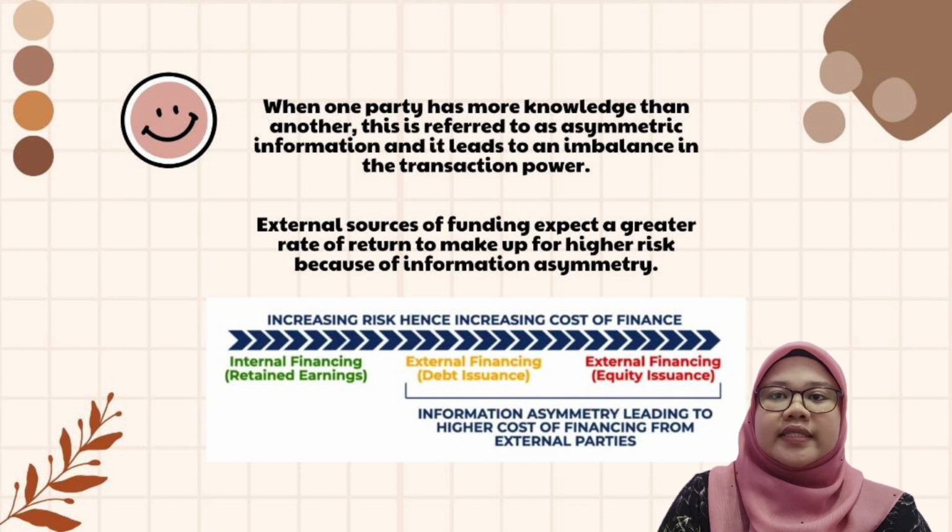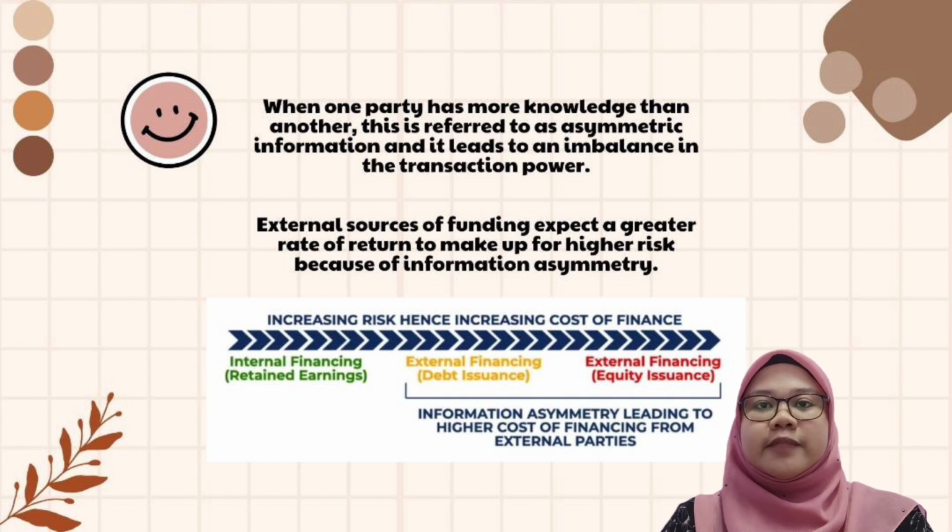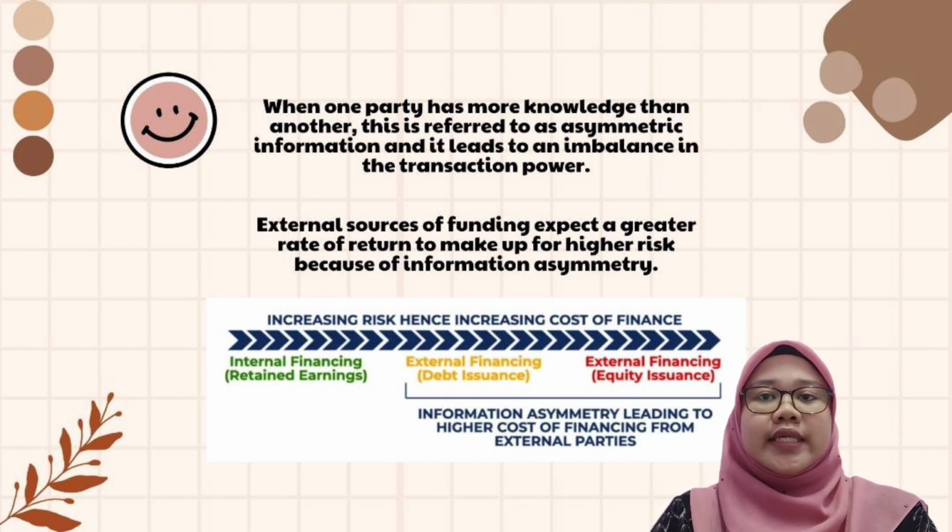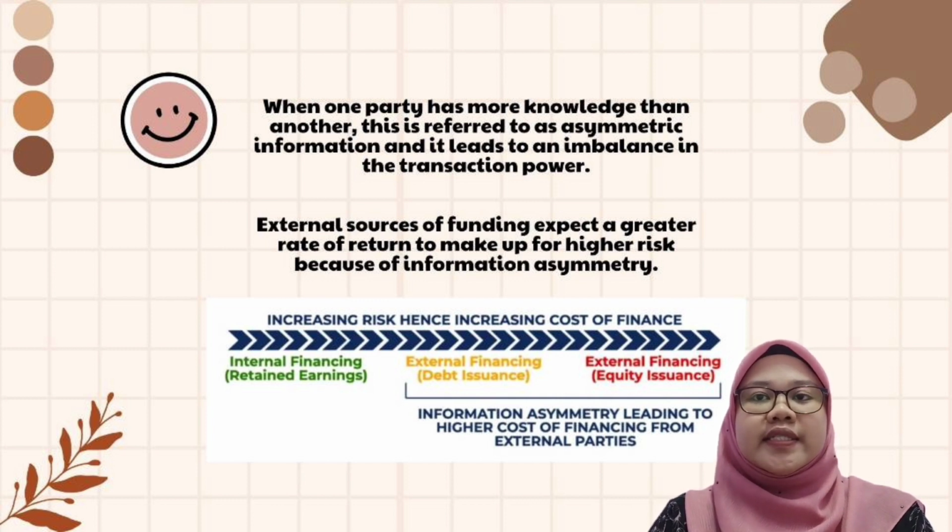In simple terms, external sources of funding expect a greater rate of return to make up for higher risk because of information asymmetry. Internal finance is the least expensive and most practical method of funding compared to external financing like debt or equity financing, where the firm must pay fees to receive external financing. Managers favor debt over equity when it comes to external funding since debt has a lower cost than equity. The issuing of equity conveys a warning that the stock is overpriced and that the management is trying to raise money via dilution of company shares.